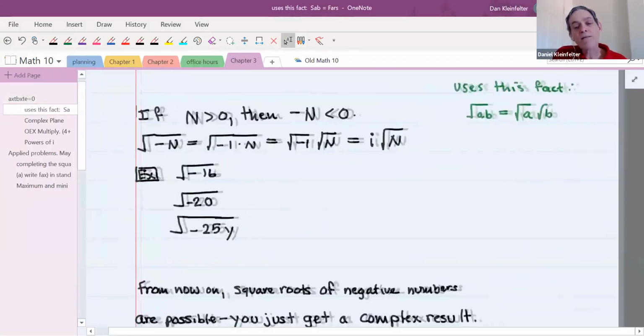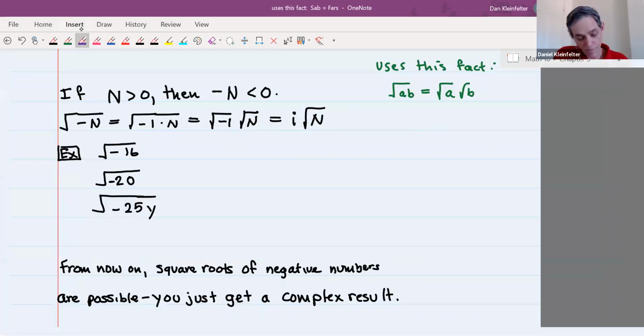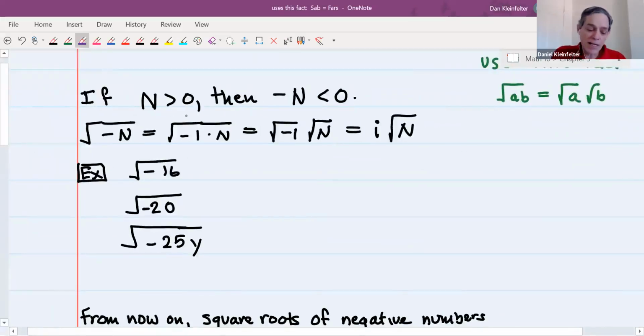We can use this idea of an I to help us simplify square roots of negatives from this point forward. So here, this next part is going to use this exponent rule. The square root of AB is equal to square root A, square root B. So we're going to use that right here. Suppose that capital N is some positive number. Then the opposite of N is a negative number. If you want the square root of minus N, which is a negative number, we can write minus N as -1 times N, and that is using this exponent rule. Square root of -1, square root N, and then the square root of -1 by definition is our I, so we'll have I square root N.